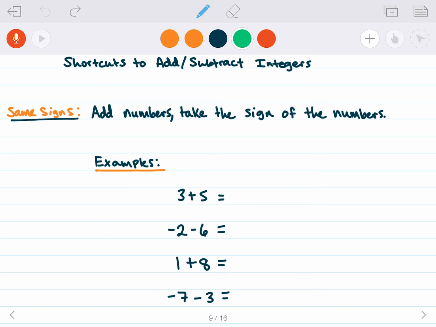So what we do is we add them. 3 plus 5 is 8, and we take the sign of the numbers. Well, they're both positive, so this is just a positive 8. We don't have to write the positive in front of the 8.